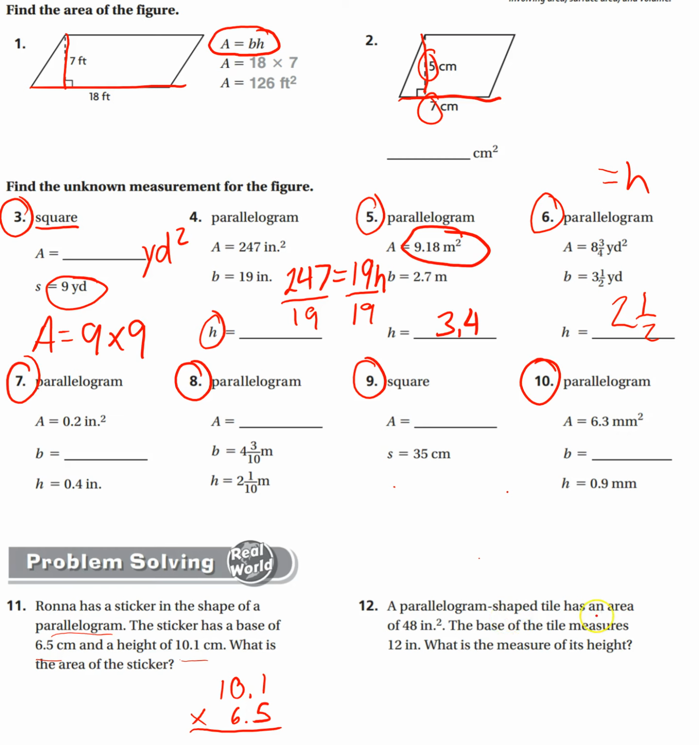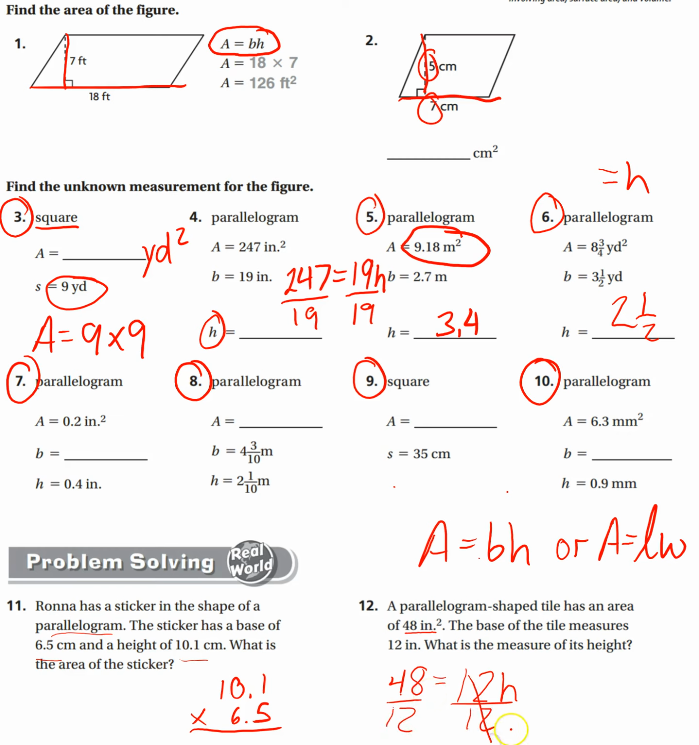Okay, a parallelogram shaped tile has an area of 48, so they gave me the area. The base is 12, and then it's times the height. Remember, our formula is always area equals base times height, or if you have a rectangle, area equals length times width. So now you just do the inverse operation, divide both sides by 12. That's going to get rid of your 12, leaving you with just h, and then do this division to find out what h equals.